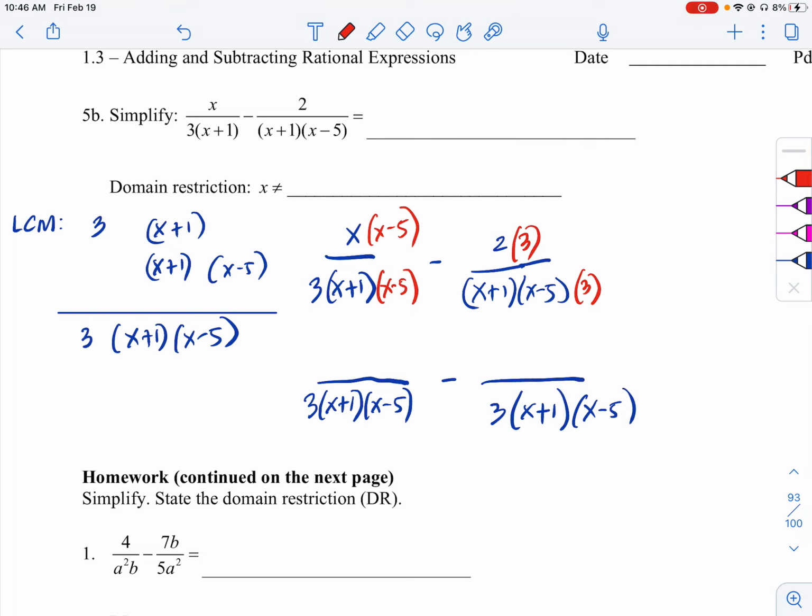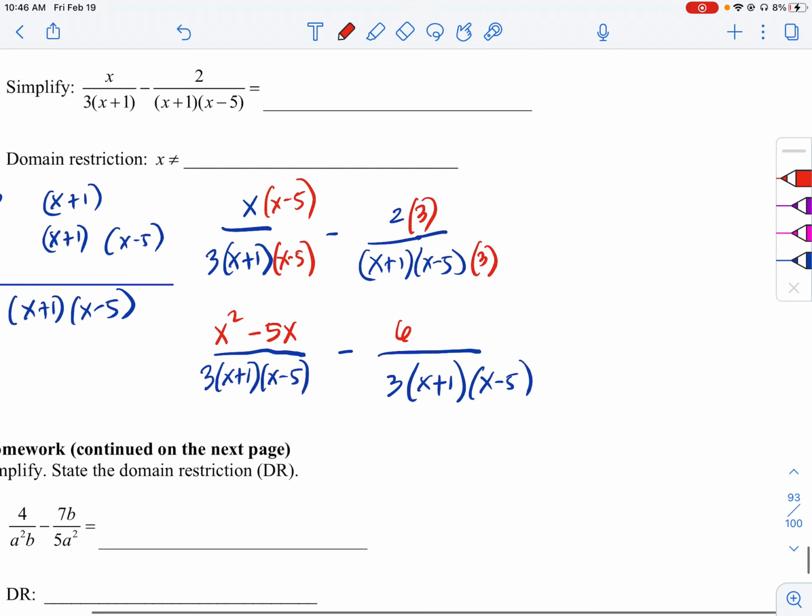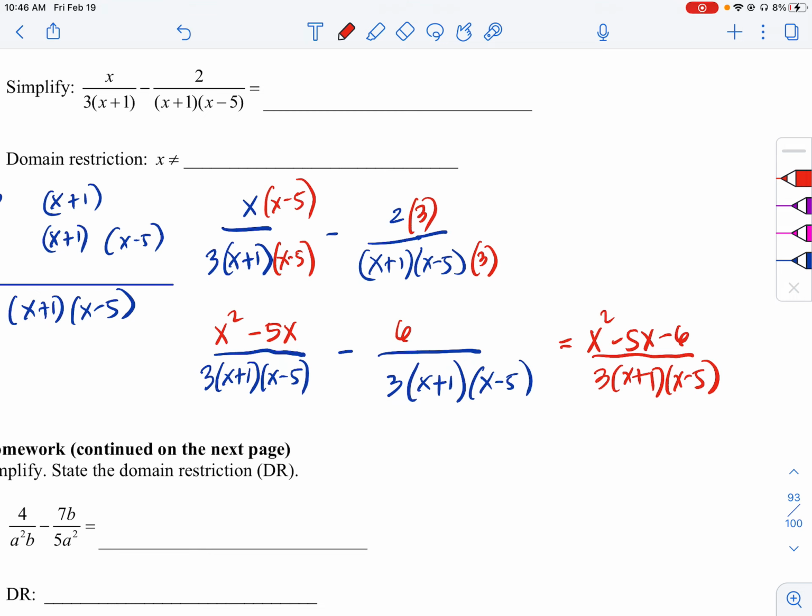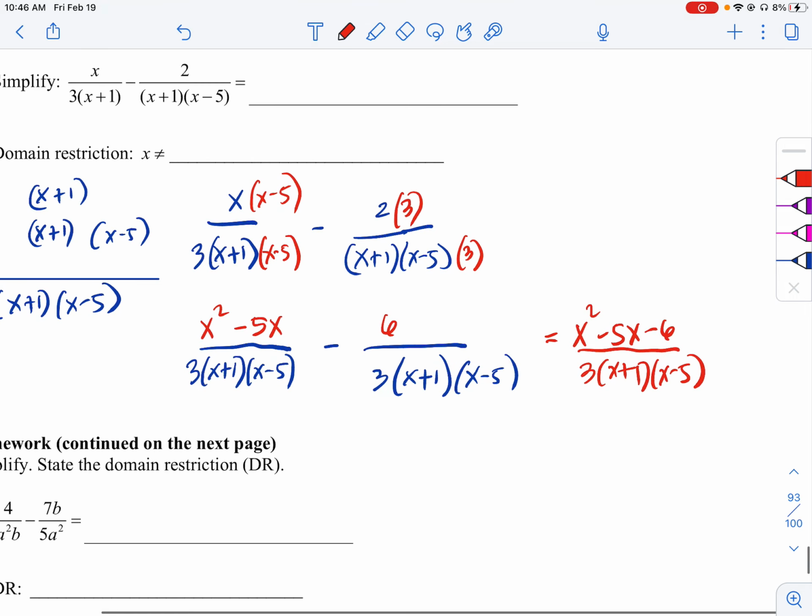Okay, so we have x times x minus 5. I have to distribute the x, right? So I'm going to end up with x squared minus 5x. And then 2 times 3, of course, is 6. Okay, moving on. I am going to write it bigger. I'm just going to combine both of them together. That's x squared minus 5x minus 6.